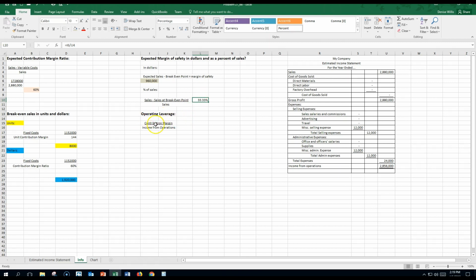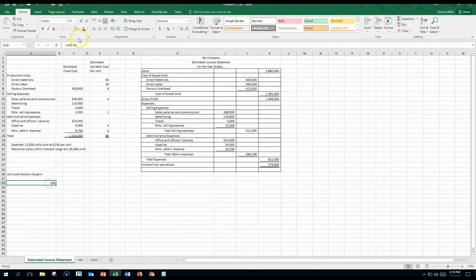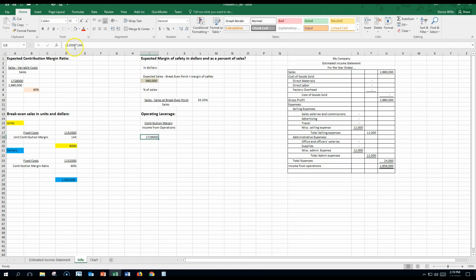Next is contribution margin. Excuse me, no, it's not. It's operating leverage. That is the contribution margin divided by the income from operations. Our contribution margin can be calculated by taking the 12,000 that we expect to sell and multiplying it times that unit contribution margin that we just talked about. Remember, that was 144. Let me come back here and show you where I got that again. That's the same 144. That was the sales price minus the variable amount. That's our unit contribution margin. So again, 12,000 times the contribution margin per unit is the top part of this fraction right here.